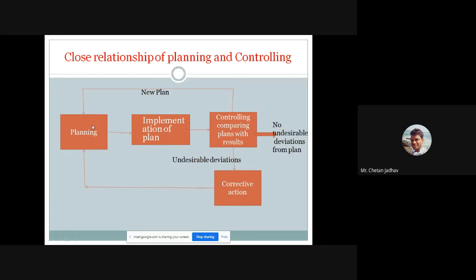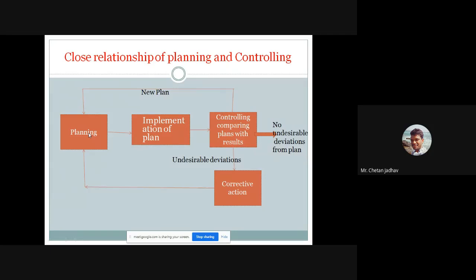Whatever plan we make first, if from that plan we get 100% accuracy or the correct output, then no problem, we can carry out the repetition of the cycle. But if we get an undesirable deviation from our plan, then we have to take some corrective actions and again go for the plan. This cycle will be repeated. And if there is no undesirable deviation, we can go for the new plan for the new manufacturing.